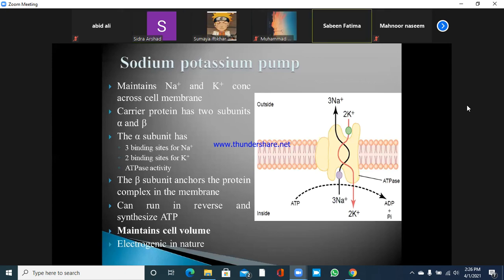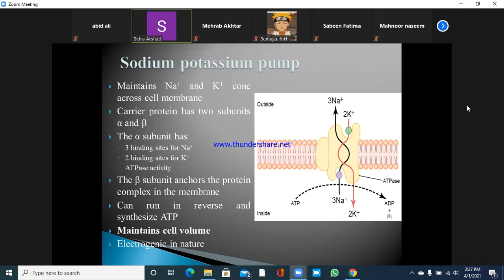Ma'am, it may lose positive charge. Yes, ma'am, they are losing positive charges, so the inside will become negative. And outside is more positive. Yes, that's right. There is a net loss of positivity from inside, so the inside will become more negative.